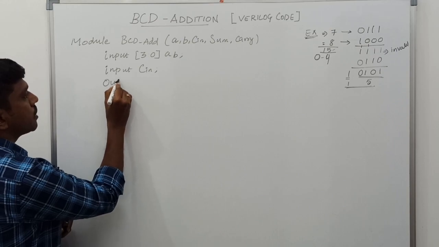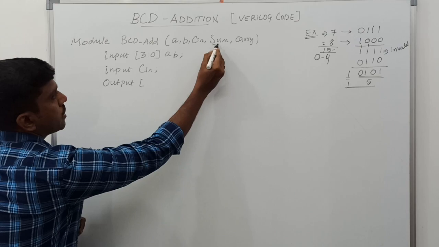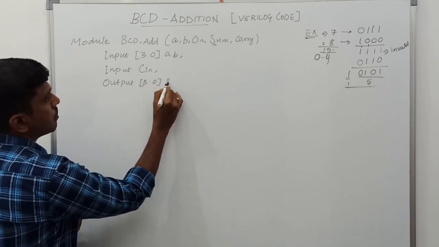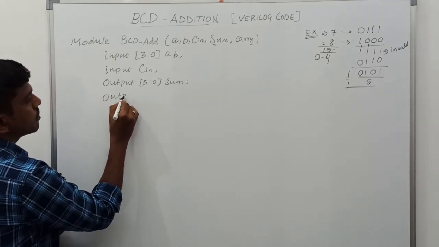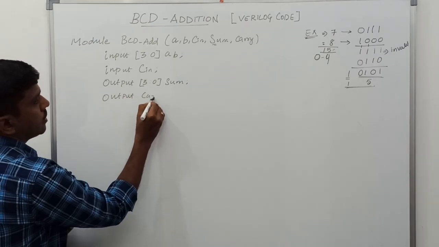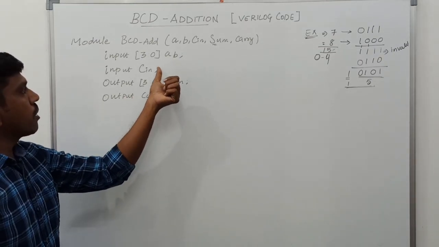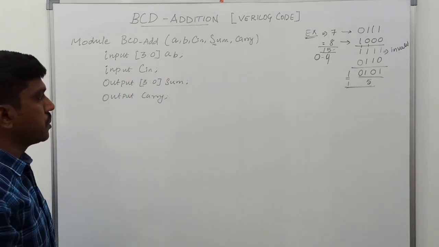Then you declare the output values. Output sum, bits 3 to 0, sum. Then one more output, carry. So these three variables act as input values, and these two variables act as output variables.